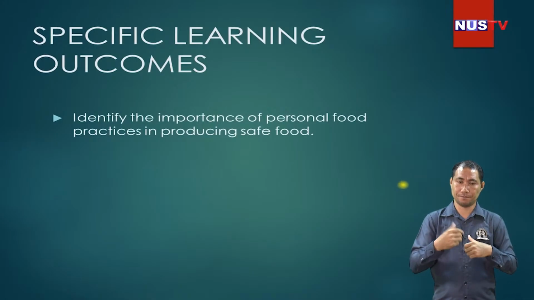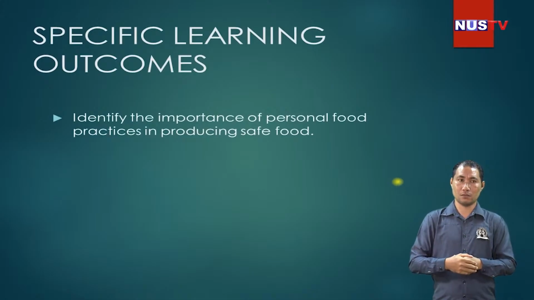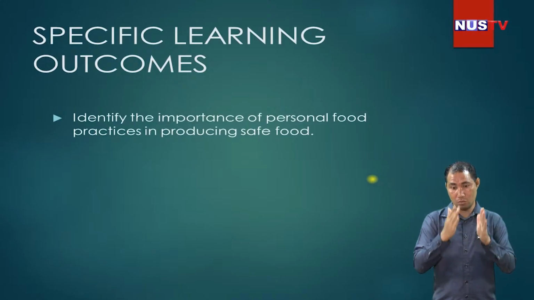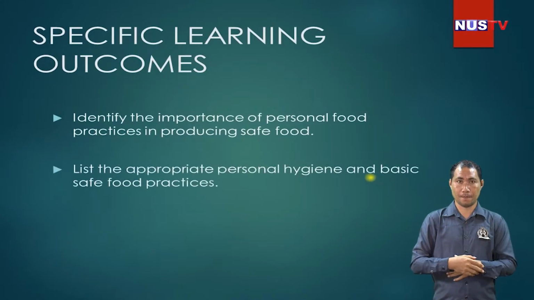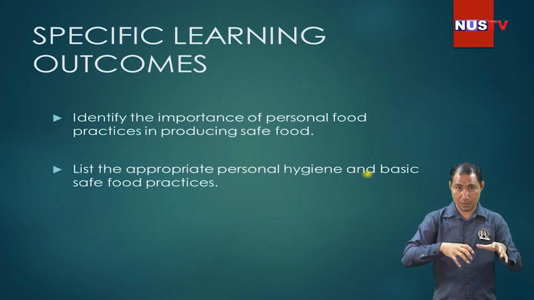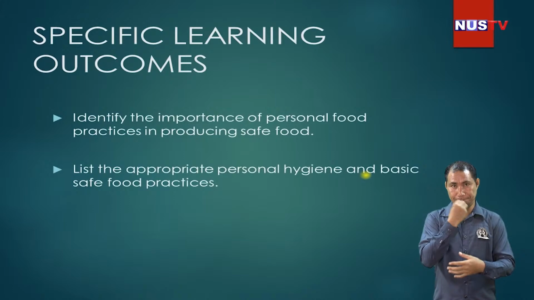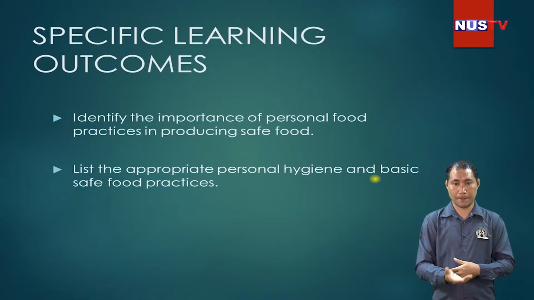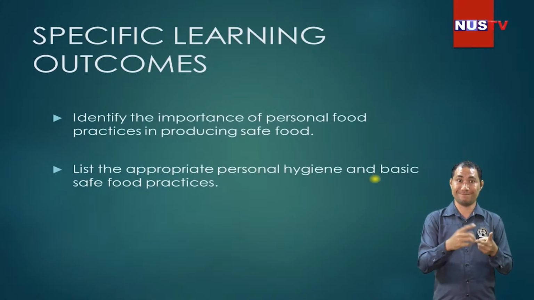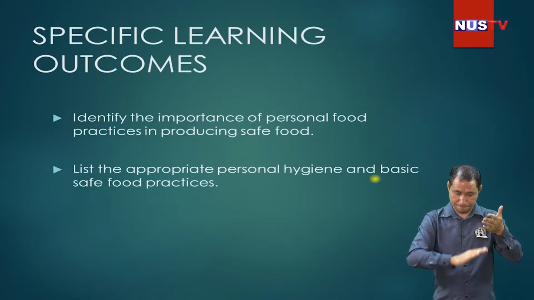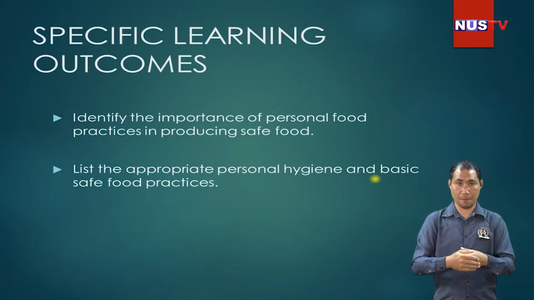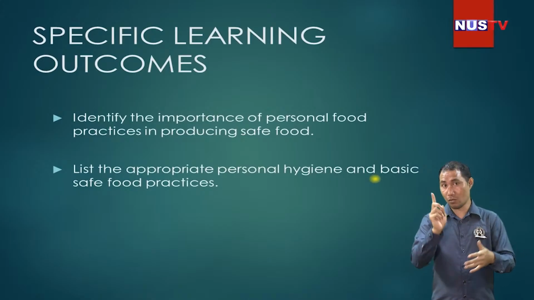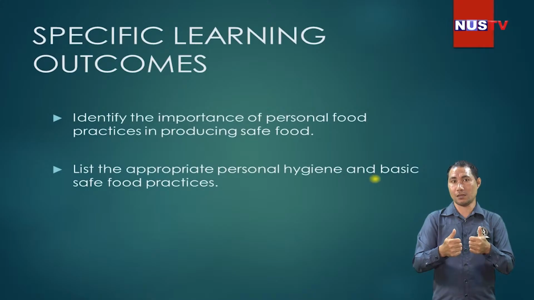Our specific learning outcomes are: number 1, identify the importance of personal food practices in producing safe food. Our second LO is to list the appropriate personal hygiene and basic safe food practices.